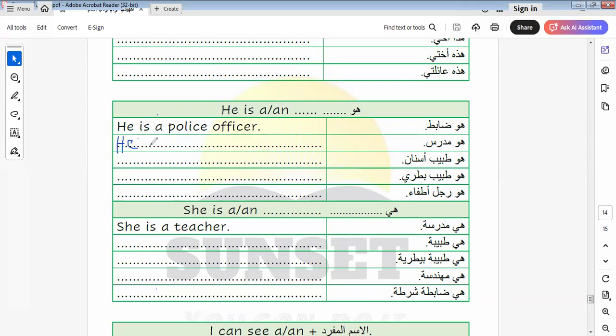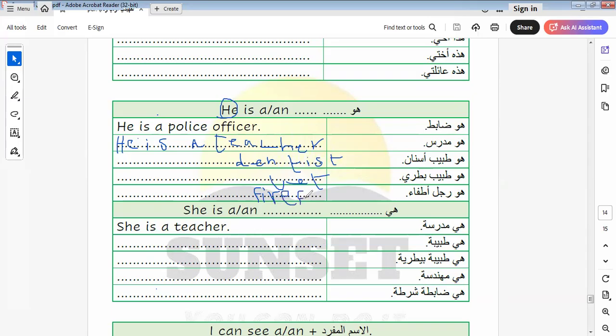He is a police officer. So here we say he is. So we use he is to refer to what? To the male, the man. This is a police officer. This is a teacher. This is a what? The dentist. This is a dentist. This is a what? This is a vet. Okay. This is a firefighter.